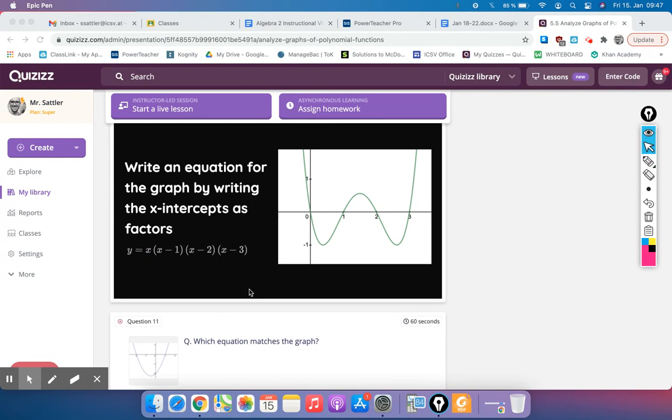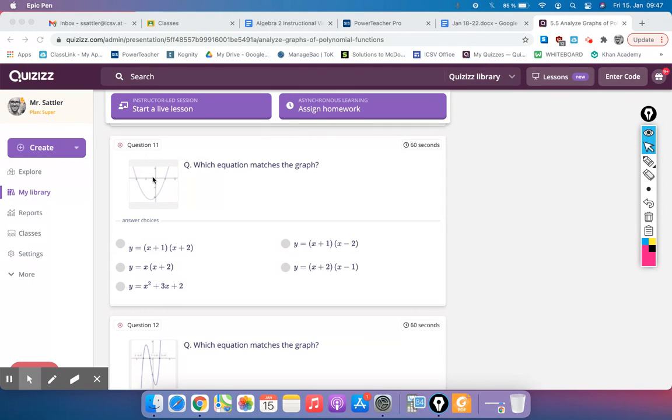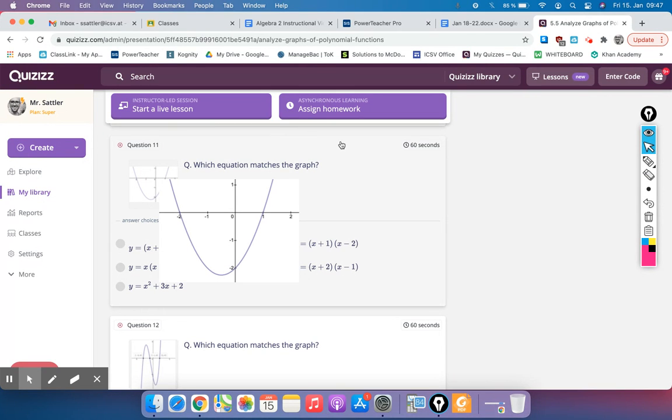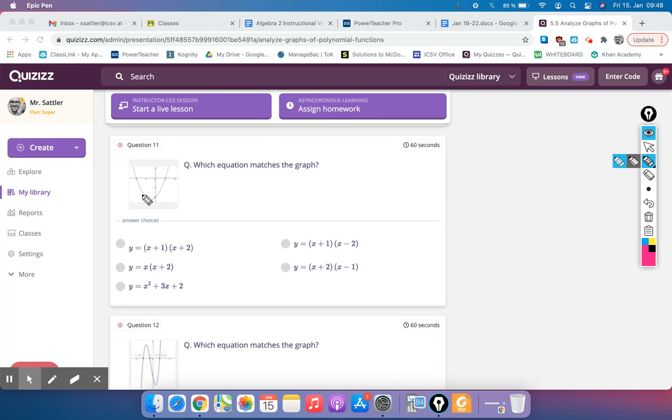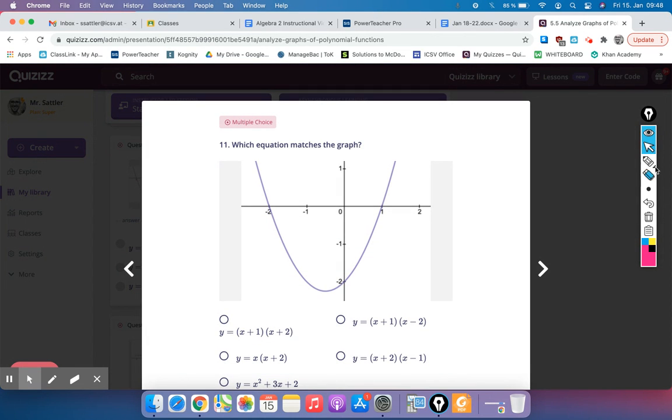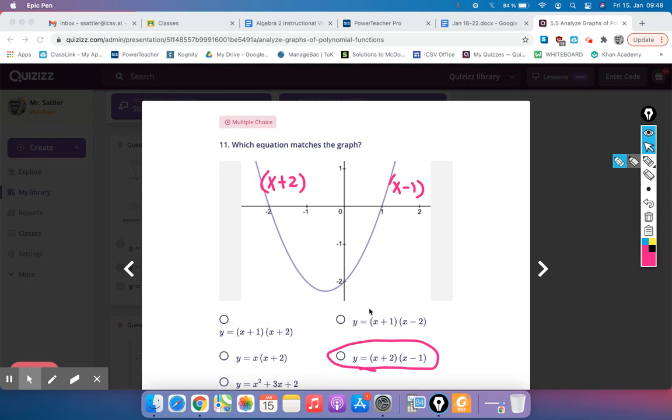Okay, so next question, which equation matches the graph? So we just want to identify what the x-intercepts are. So let me make that bigger. We can see the x-intercepts are at negative 2 and positive 1. So this one's going to give us a factor of x plus 2. This is going to give us a factor of x minus 1. Then we just multiply those together, and that would be this option right here. Okay, and we could multiply that out. We get a quadratic. The highest power would be 2. So this would be a degree 2 function.